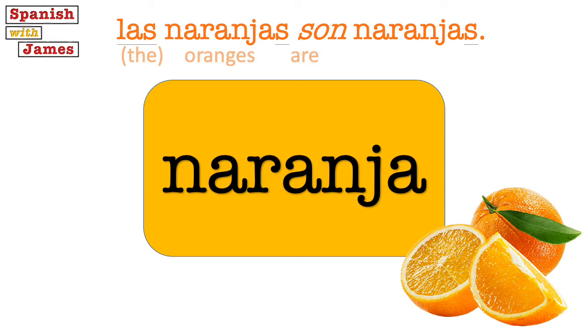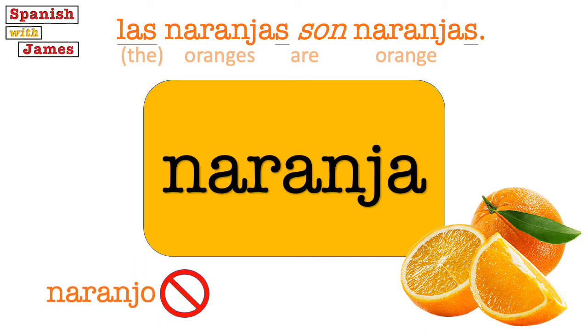So oranges are orange. Now this one's a bit odd because it obviously ends in an A, so it looks like it's already in the feminine. The word naranjo doesn't exist, so even if you were to use this adjective to describe something masculine, like el coche, the car, you can't say naranjo, so you have to say el coche es naranja. And as in the example, las naranjas son naranjas, if you use it in a plural, it does gain an S. So it can only be naranja or naranjas, never naranjo.